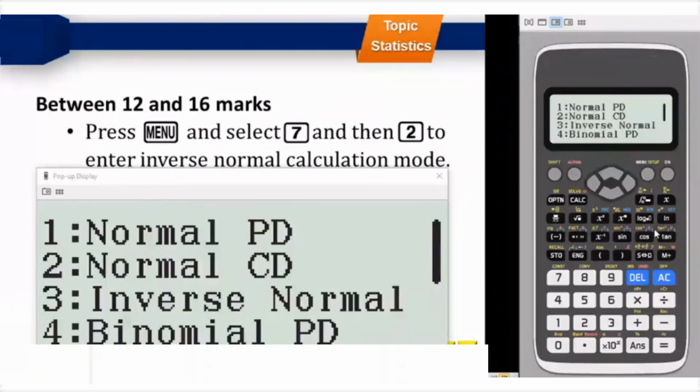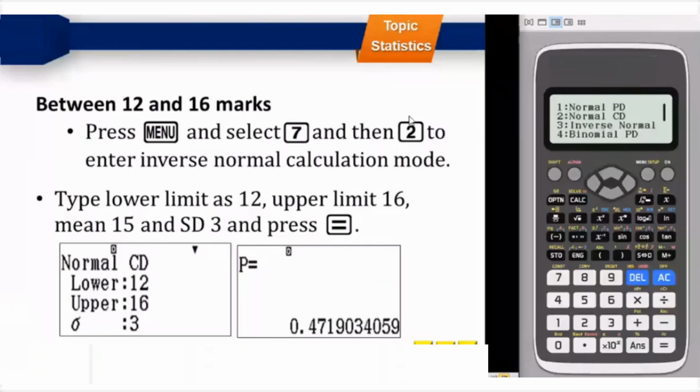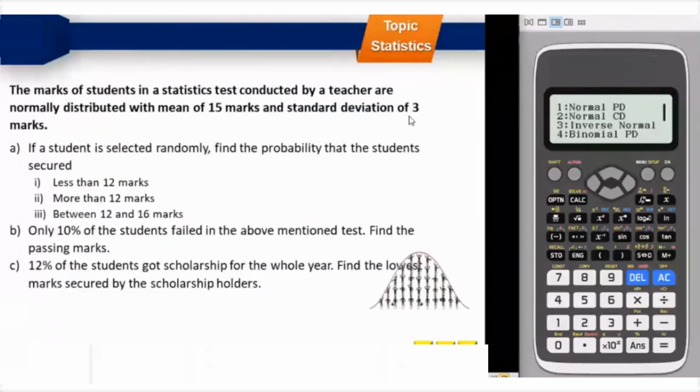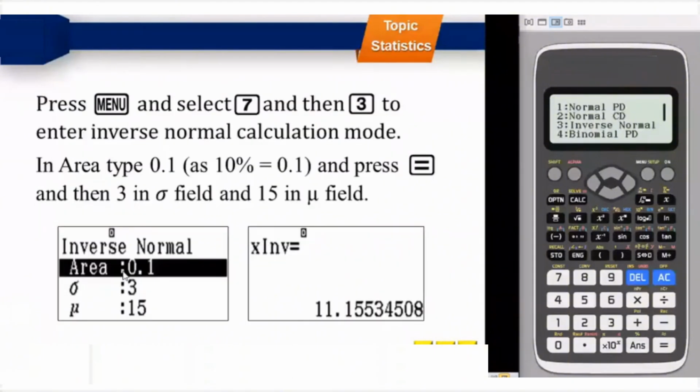And now the next part of the question is, if only 10% of the students failed in the above mentioned test, find the passing marks. Now please realize, when it says only 10% of the students failed the test, it means that the probability of failing is 10%. Agreed? So the probability of failing is 10%. So now what you need to do is, you need to press inverse normal.